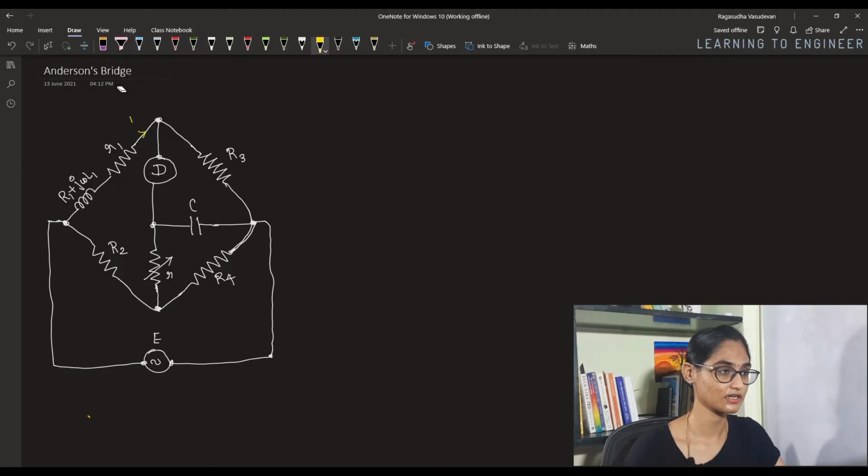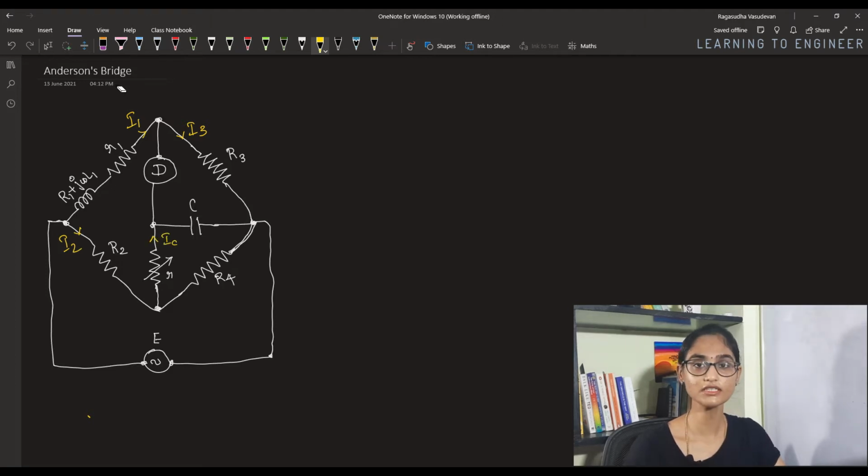In this bridge, we have 6 branches and we also have a capacitor plus an unknown inductor. By using a value of standard capacitor, we are going to measure the value of unknown inductance in this bridge. Let us say the branch current for this branch is I1 and the branch current for this is I3. The current through this is I2 and this current is IC.